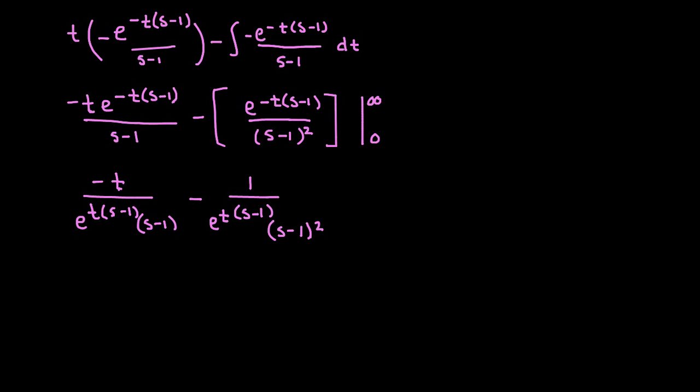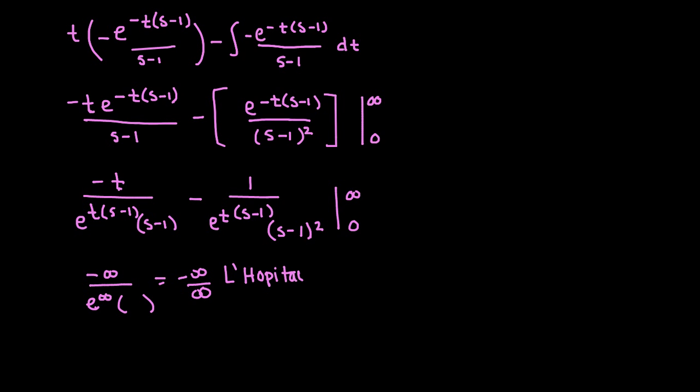Alright, so our next order of business is to plug in our limits of integration from 0 to infinity. Beginning with infinity, plugging infinity in for t, you're going to get negative infinity over e to the infinity, and then times the rest. It doesn't really matter what that is at this point. You're going to get negative infinity over infinity, which you can't have when you are plugging in your limits. So this is one of the cases where you have to use L'Hopital's rule.